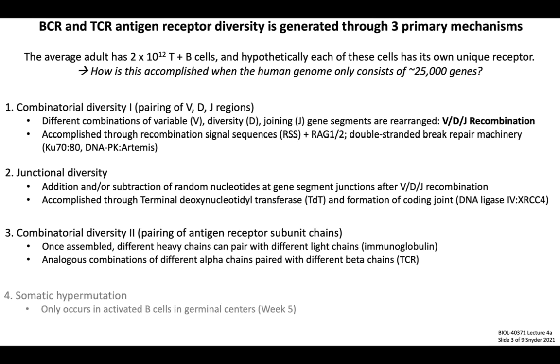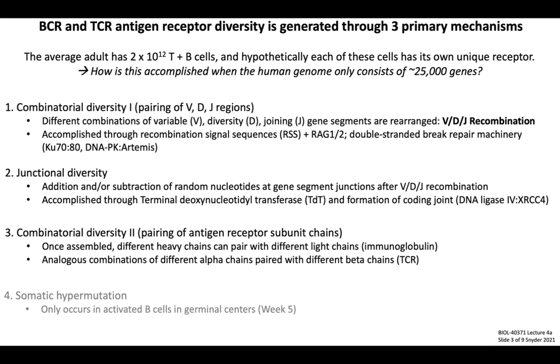As a last side note, there is a fourth mechanism of antigen receptor diversity called somatic hypermutation. However, this is only observed in B cells once they've become activated by cognate antigen and enter something called a germinal center reaction. So we're going to save our discussion of this process for the B cell module during week 5 of this course. Also note that there are additional processes that confer diversity in the constant region of immunoglobulin molecules, which we will also cover in week 5.